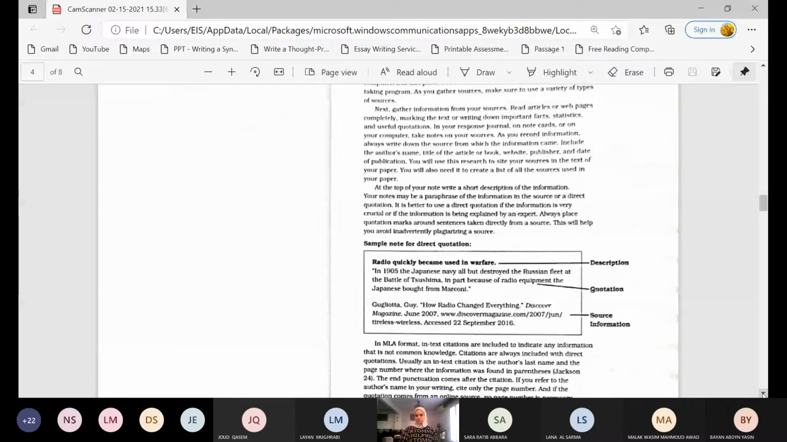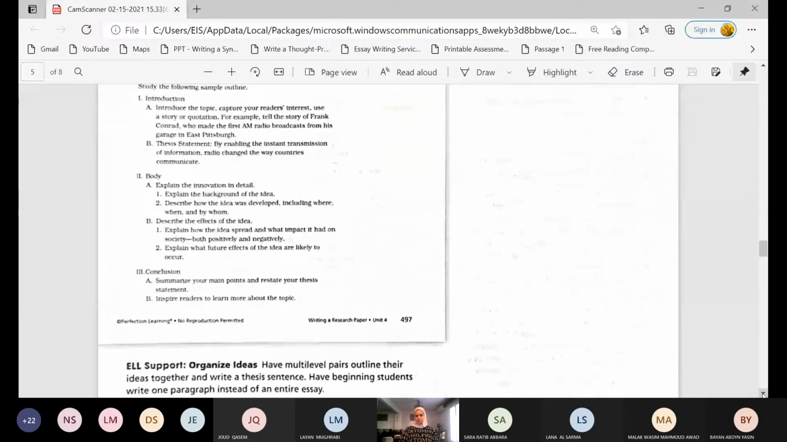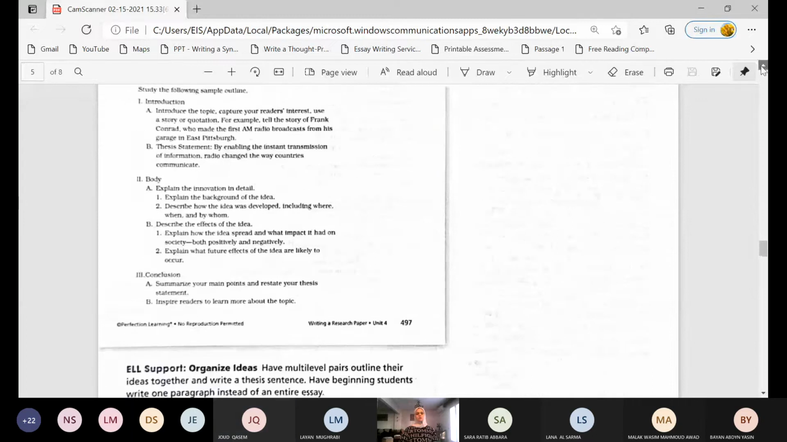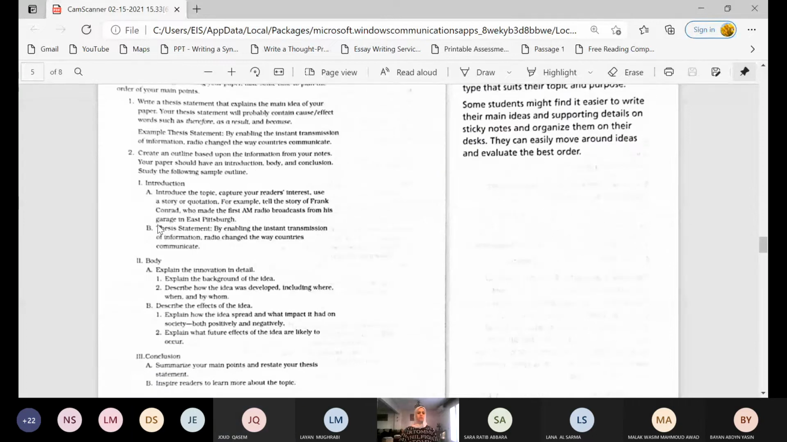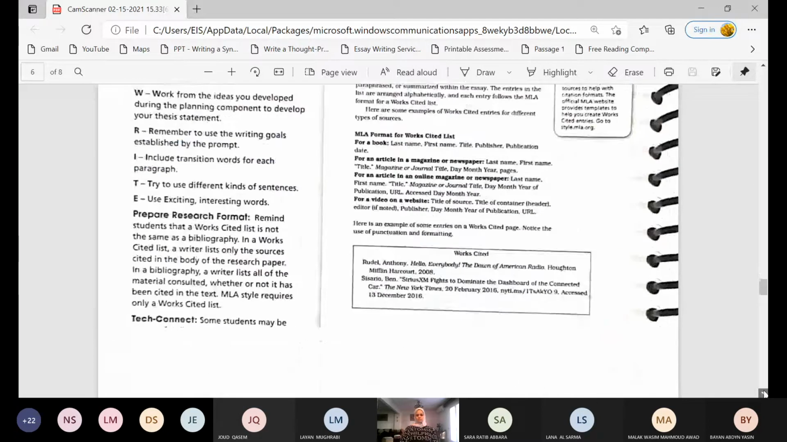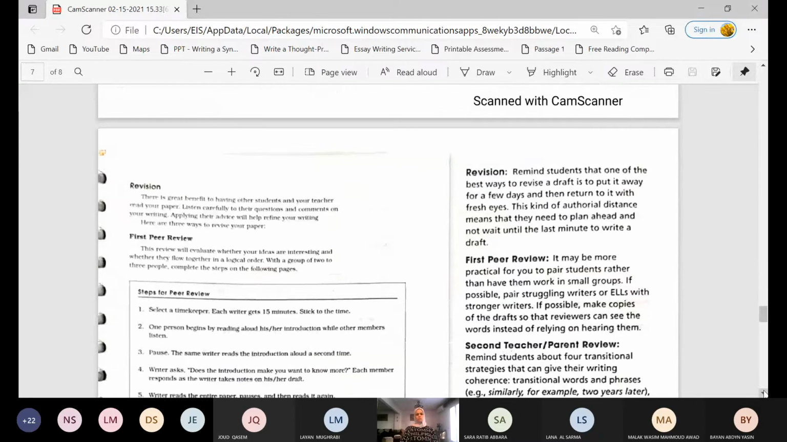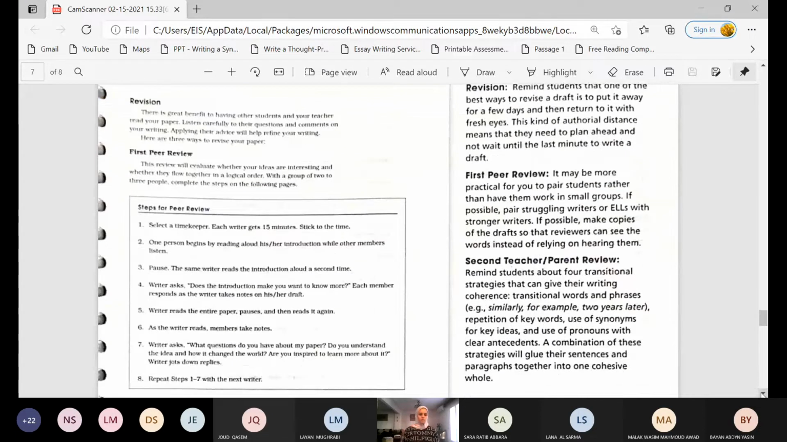Girls, do you see the book? Yes. And then we discuss the outline of it, and we say what we write in the introduction, then the body, then the conclusion. Citation, and we will start here at the revision part.